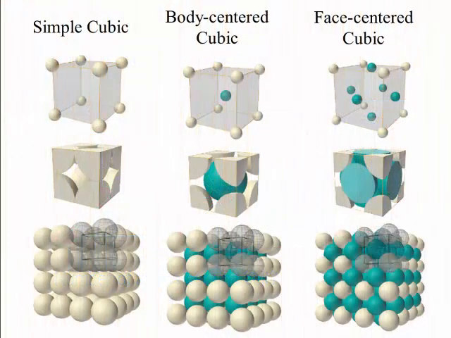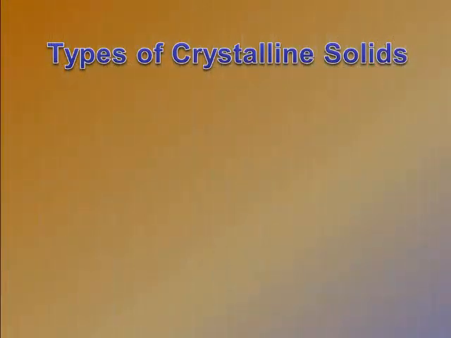Here's another set of drawings of all 3 unit cells: a skeleton drawing, a space-filling model, and then a drawing of one unit cell within a larger crystal lattice. And remember, there's loads more types of unit cells out there. We just looked at 3 of the simpler ones. So let's move on and talk about different types of crystalline solids.